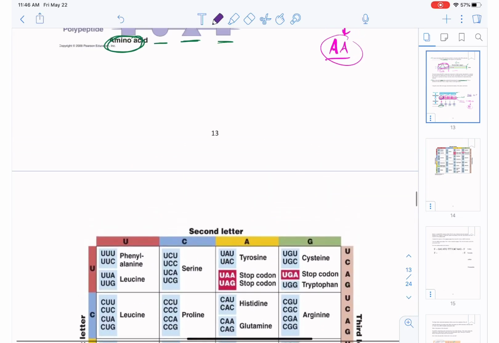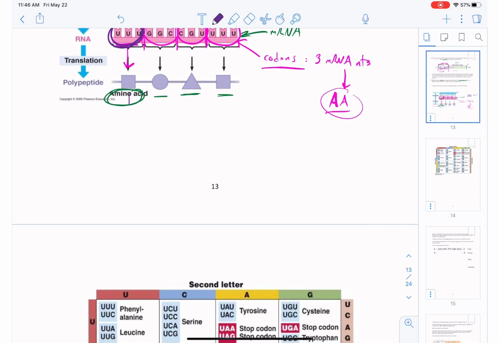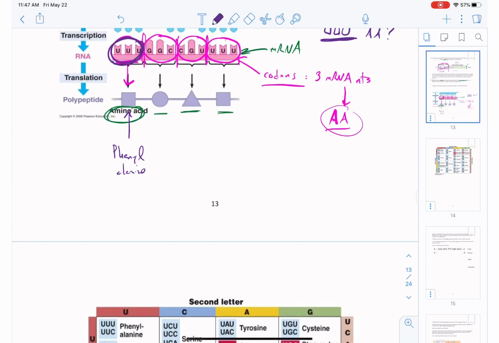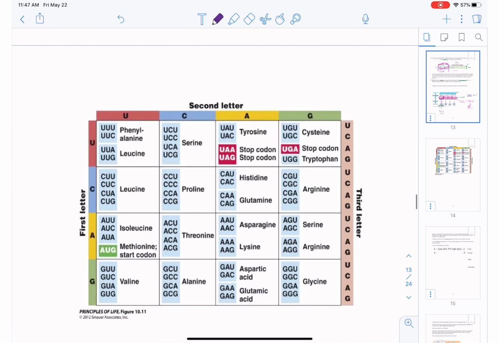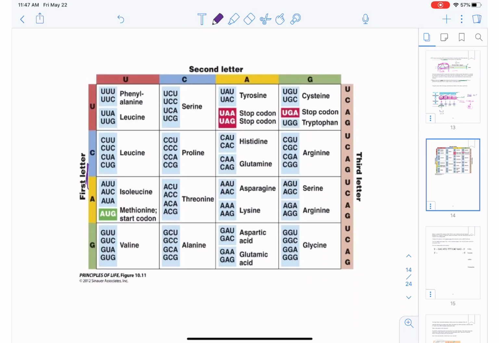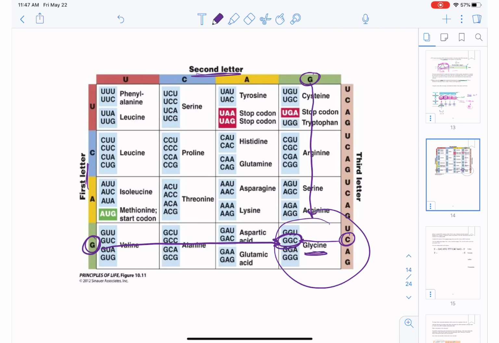So this is going to be phenylalanine. Let's look at the second one, GGC. First letter, G. Second letter, G. So we go over here to the second letter. Now we're dealing in this box. And the third letter is C. There we go. The amino acid glycine is going to be added for the GGC.